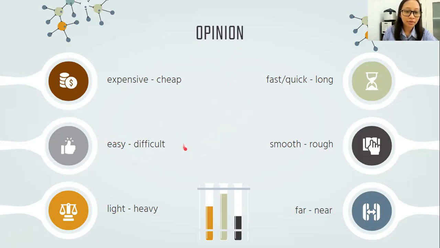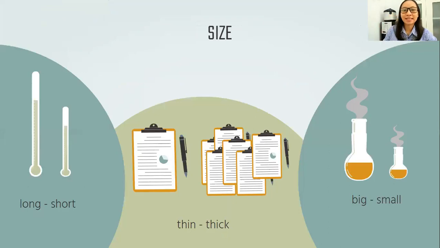It can be easy, difficult, light, heavy, fast or quick, long, smooth, rough. Permukaannya apakah whether it is smooth or rough. That is also depending on who touch the thing, whether it is far or near. Nah, itu juga opinion. The next is about the size.